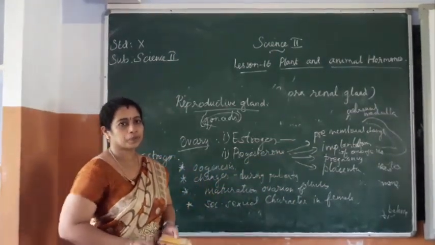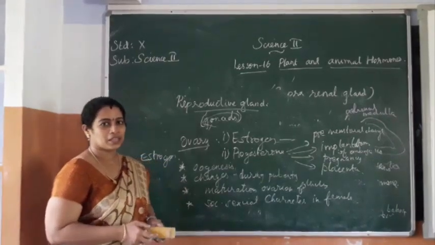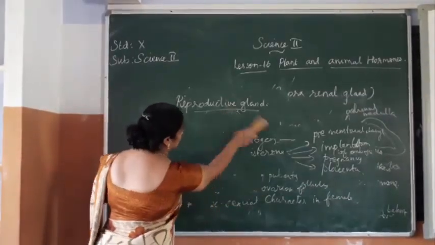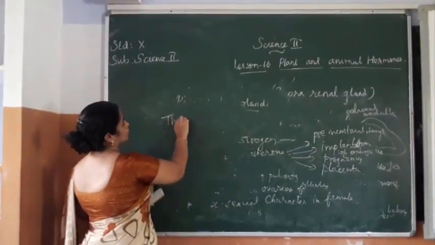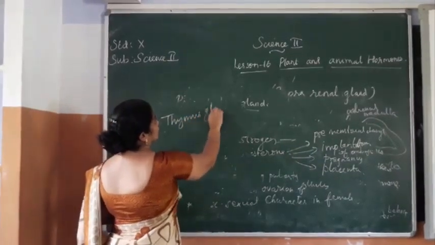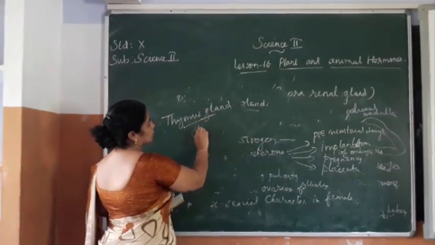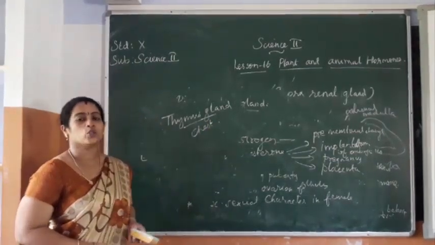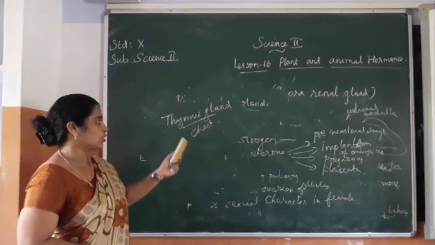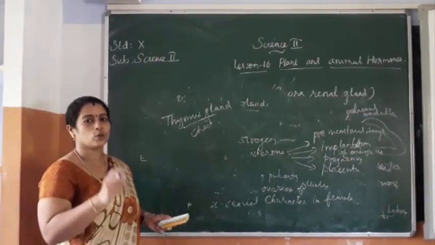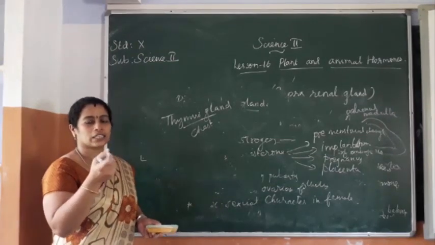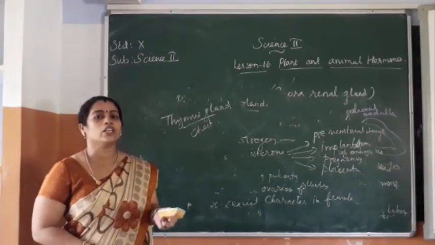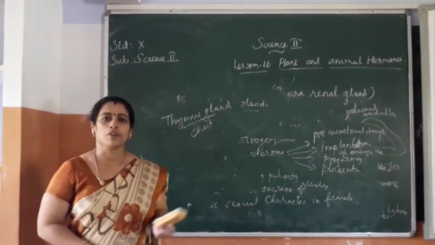Then finally, the last one, the thymus gland. It is present in the chest region. It is mostly concerned with immunity, and it also helps in the formation of lymphocytes. These are the two functions of the thymus gland. It is a cuboidal structure present in the chest region. It helps in increasing our immune system and also helps in the production of lymphocytes.